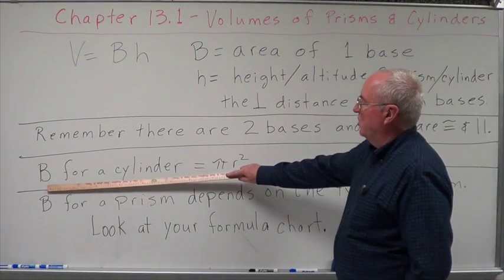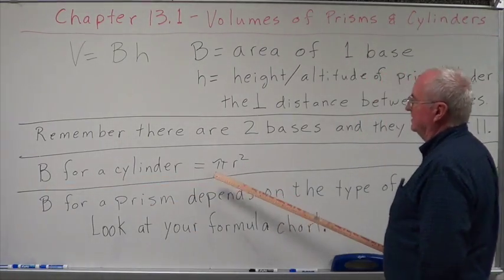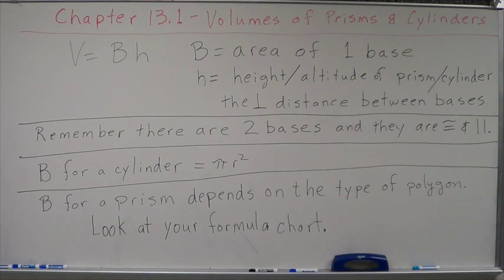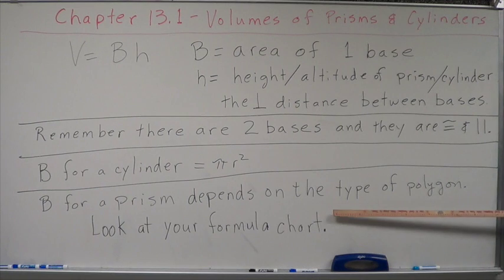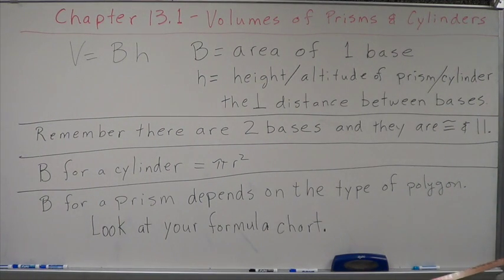Now big B, capital B, for a cylinder is pi r squared. It's just simply a circle. Big B for a prism depends on the type of polygon the base is. Look at your formula chart, get that down so you'll know what to do. Okay, now we're going to use this formula and this information to do some problems.